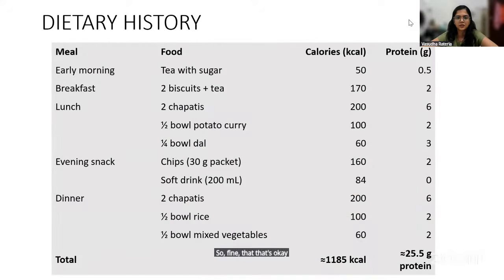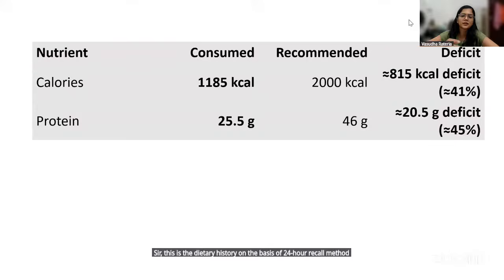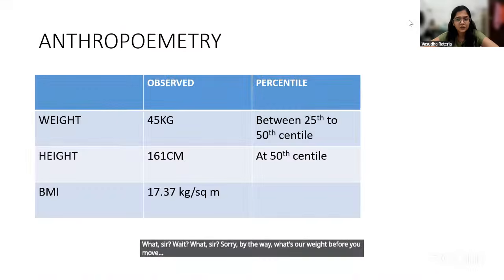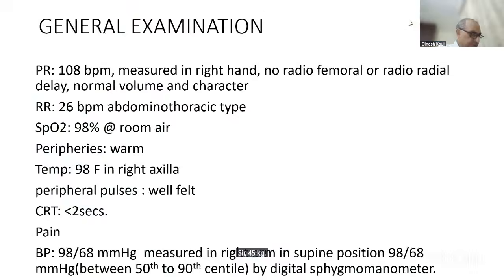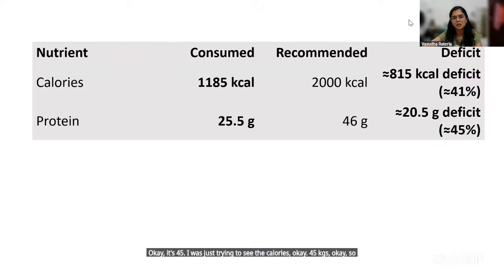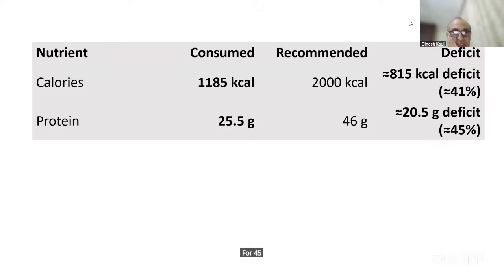Sir, this is the dietary history on the basis of the 24-hour recall method. By the way, what's her weight, sir, before you move? 45 kg. I was just trying to see the calories. So for 45 kg, this girl is consuming around 1185 calories.